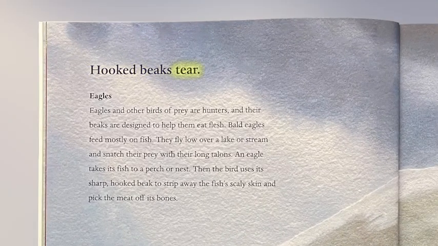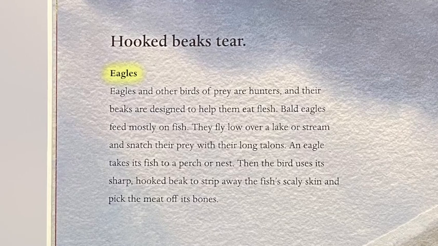Hooked beaks tear. Eagles. Eagles and other birds of prey are hunters, and their beaks are designed to help them eat flesh. Bald eagles feed mostly on fish. They fly low over a lake or stream and snatch their prey with their long talons. An eagle takes its fish to a perch or nest. Then the bird uses its sharp, hooked beak to strip away the fish's scaly skin and pick the meat off its bones.